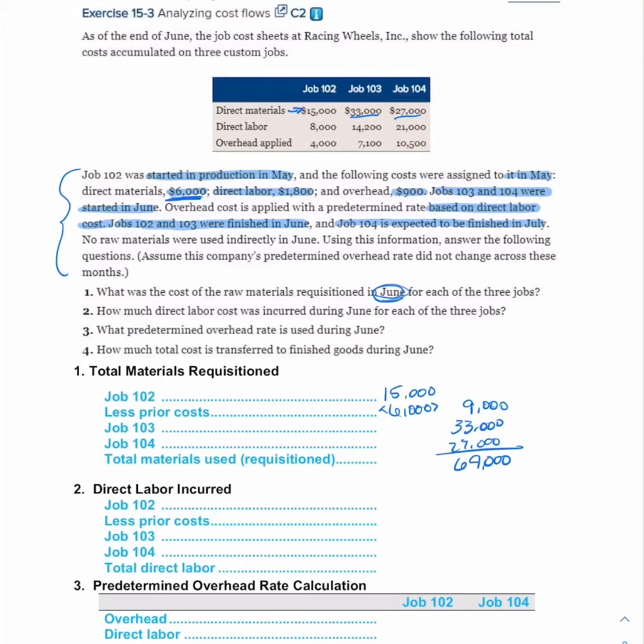$69,000. Now the second piece here asks us to do the same type of activity for the direct labor. So if we look, we see we have direct labor of $8,000 for job 102. But because job 102 started in May, we have to back out the portion from May, which was $1,800, which leaves us with $6,200 for job 102. Once again, jobs 103 and 104 were both started in June, so we don't have to back anything out. So we can just take the $14,200 and the $21,000, add all that up, and we will get $41,400.